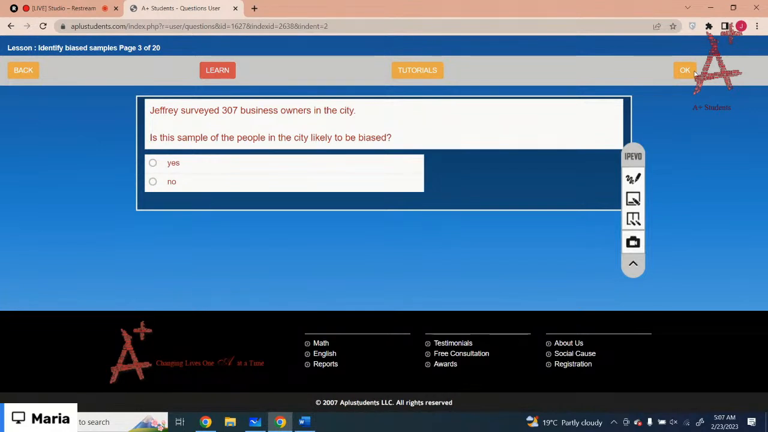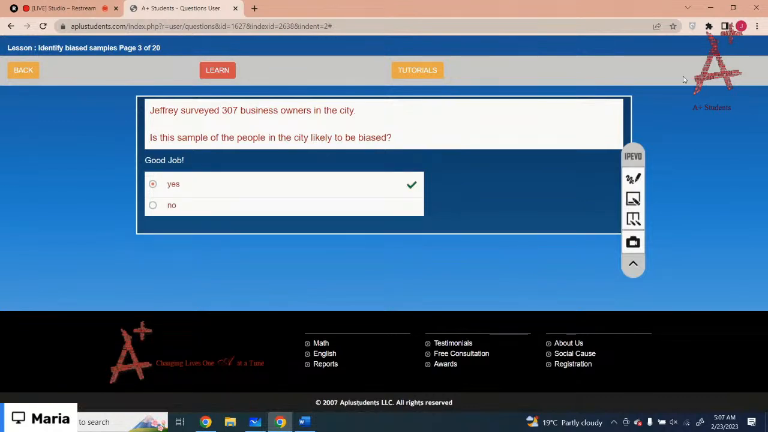Jeffrey surveyed 307 business owners in the city. Is this sample of the people in the city likely to be biased? Yes, they are biased. They are the business owners out of all the people. So yes, it is biased. The specific criteria is business owners. Got it?